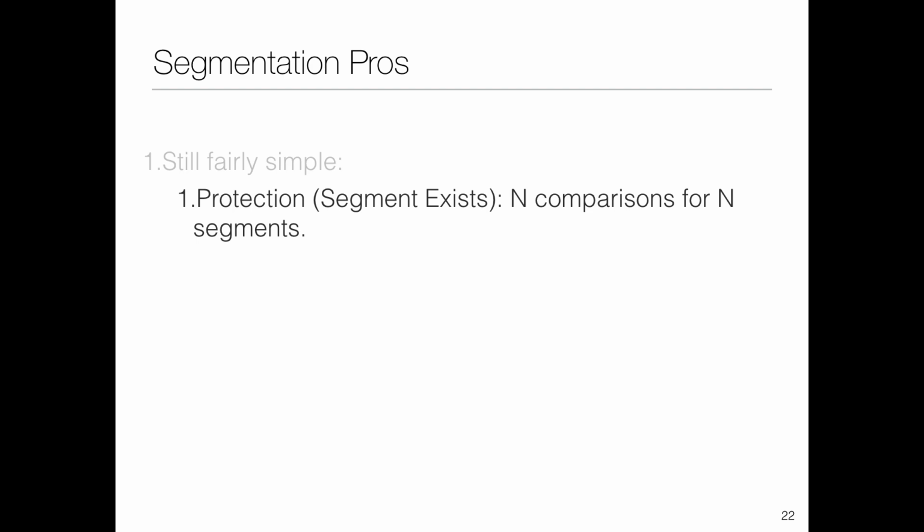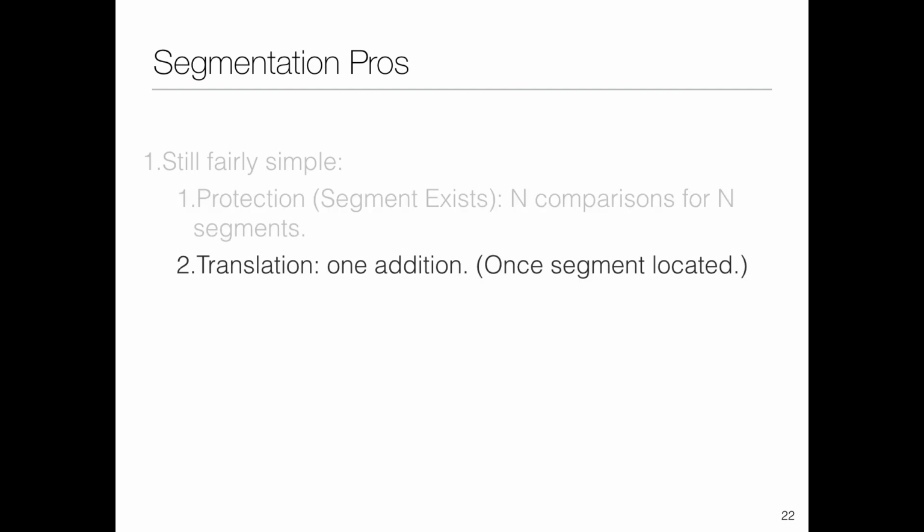One of the biggest advantages is that for different segments you can have different protection bits set. In order to check whether the address is correct or not, you just require n comparisons for n segments. In the previous case, you required fewer comparisons because you had a single contiguous block. You have multiple contiguous blocks, so more checks are required. Translation is a single addition once you have found the correct segment.